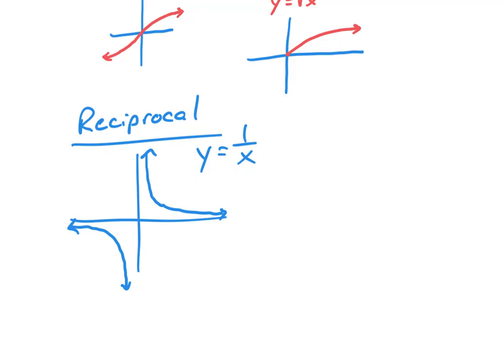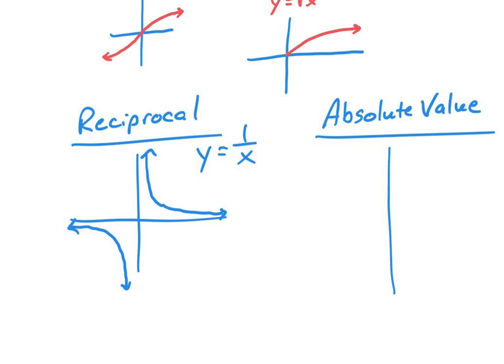And then the last one, we actually saw this one a little bit last chapter also, is the absolute value function. Okay. The absolute value function is going to make a V.